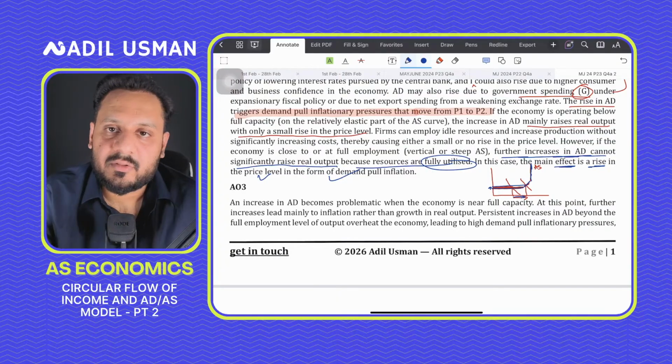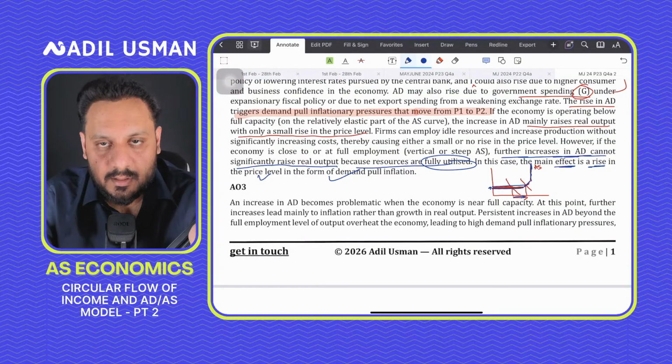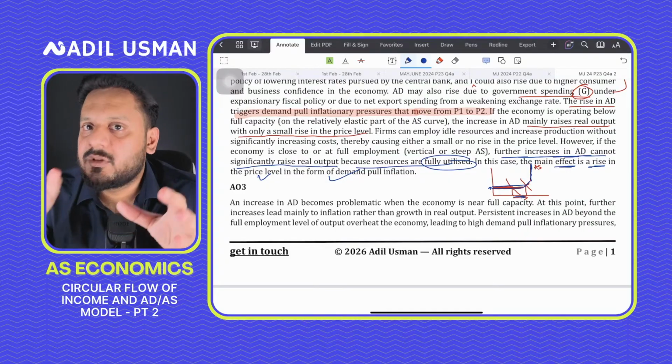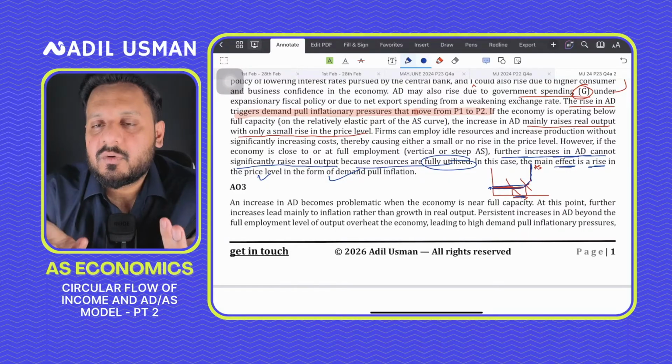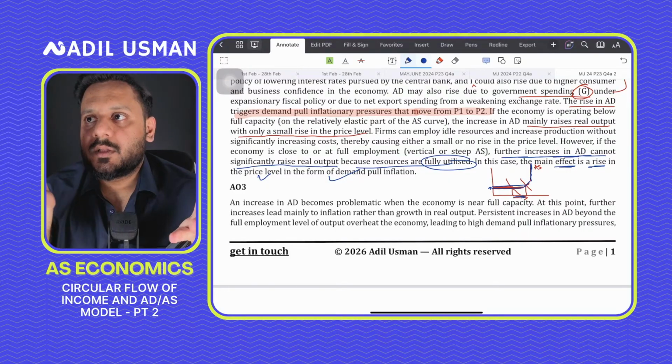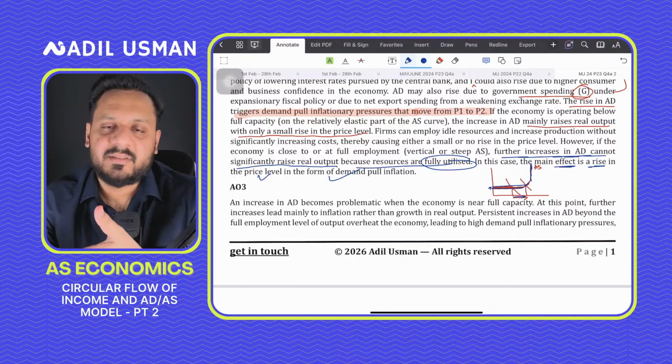There's no effect on real GDP. There's zero effect on real GDP. But the only effect is on the price level. So you see what's going on here. You're actually showing the cause and effect, the mechanism, the process.